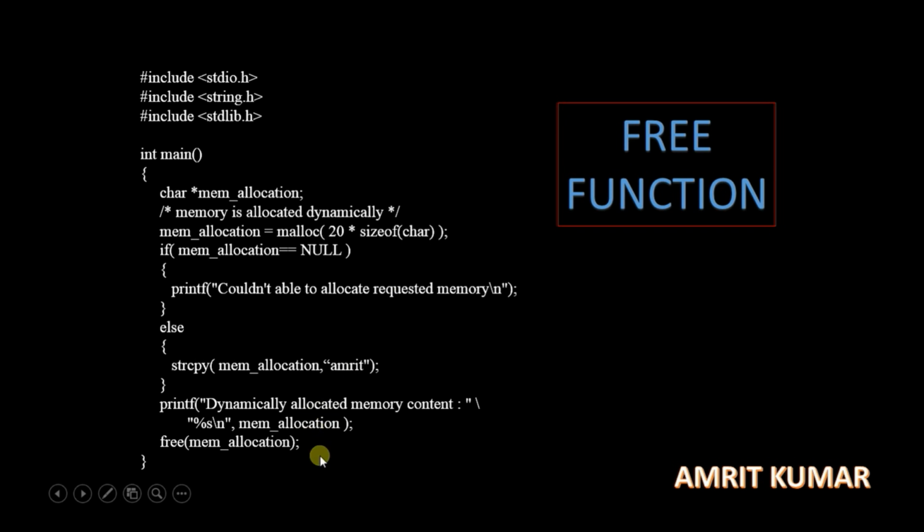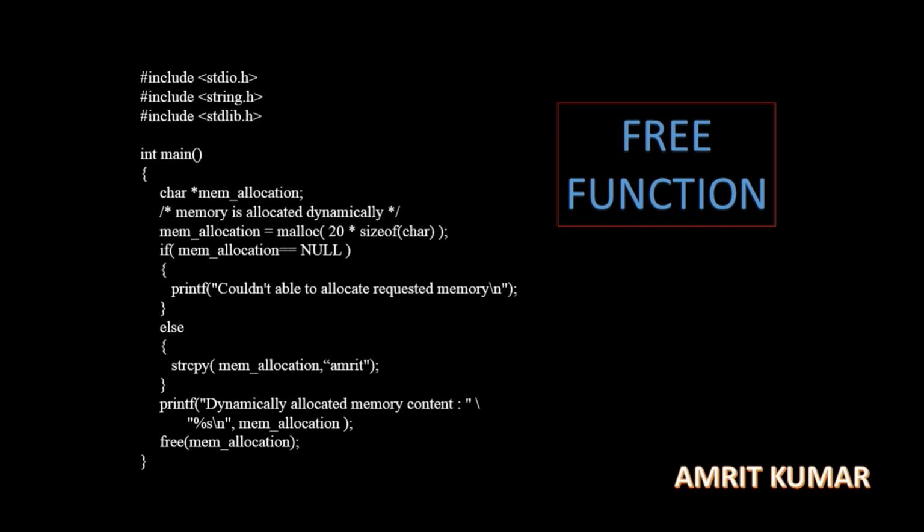Then the main concept comes here, that is the free function. So mem_allocation is the pointer name and this is the free function. It frees up the allocated memory which was created during the execution of the program with the help of the malloc function. So the free function helps us to free the memory. This is the work of the free function: to free the allocated memory which was created during the execution of the program and return it to the system.